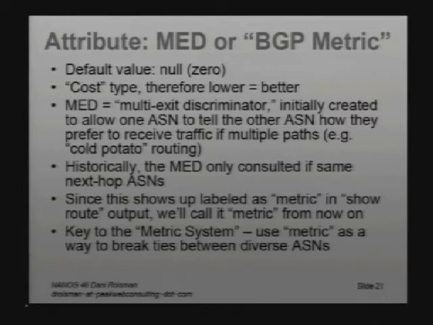The MED was called the multi-exit discriminator. So it was initially created to allow one ASN to tell another ASN how they prefer to receive traffic if they have two links between them. It was used to trigger what was called cold potato routing. And it was only by default consulted if you have 2 links to the same exact remote ASN.